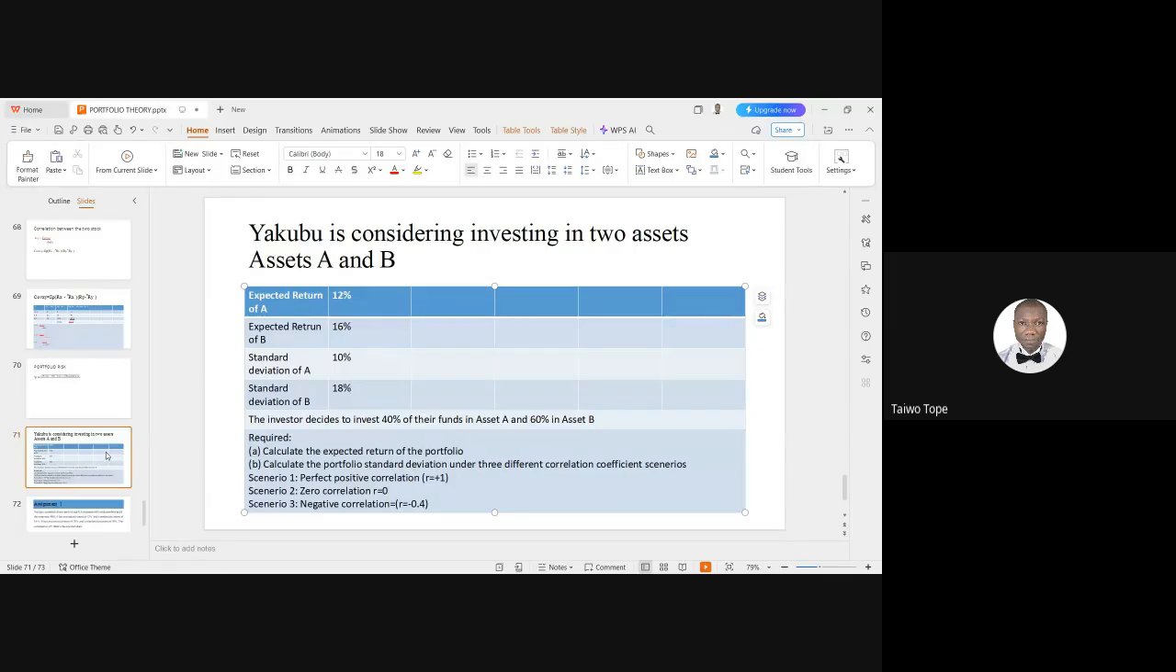Expected return of the portfolio. What are we going to do? We had the three together. Expected return of the portfolio. What is our formula for return on portfolio? You know, this is the portfolio now, not individual securities. They're asking us for return on portfolio.